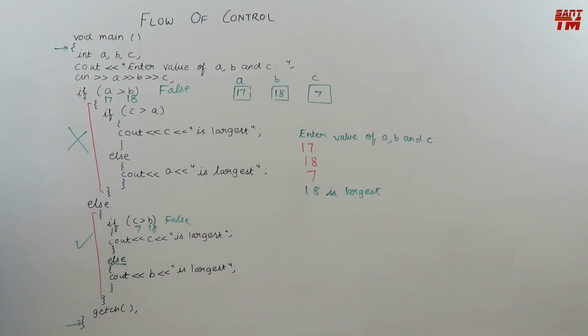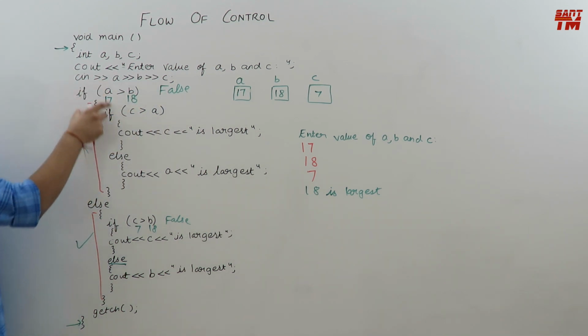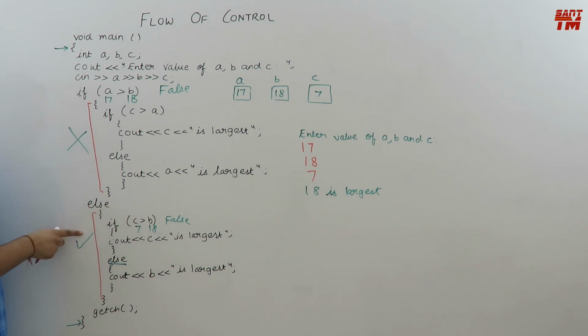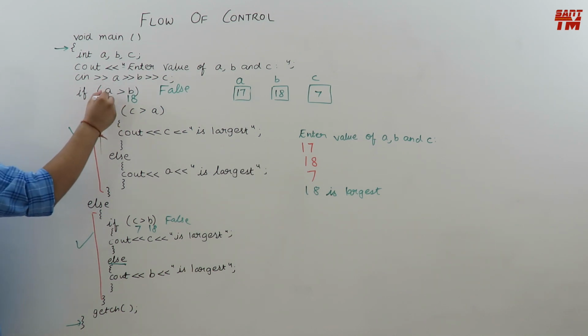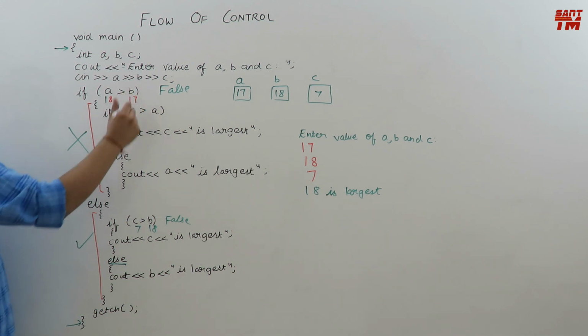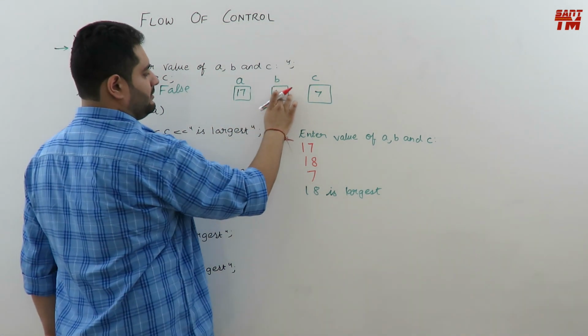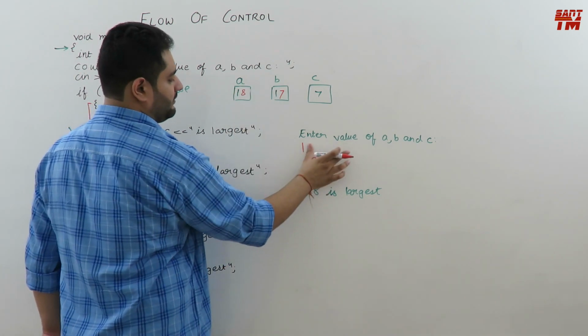So what is exactly happening is, if a is greater than b is being checked. If it is false, we directly skip this whole block of if and directly go to else. If the condition turned out to be true by some chance, suppose a was 18 and b is 17. Here also a is 18 and b is 17.